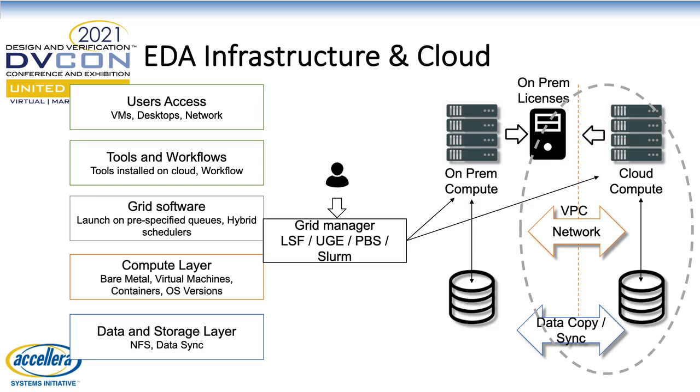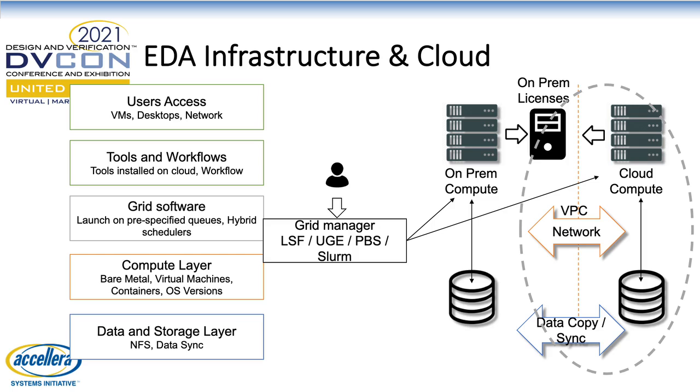The picture to the left of the dotted line is what a traditional EDA infrastructure looks like. And many of you may be familiar with most of the components in this picture. Starting bottom up, you have the data and storage layer. As many of you may be aware, in EDA, NFS is the predominant service that is used for this purpose, unlike the cloud, where an object store is a more widely used method of storage.